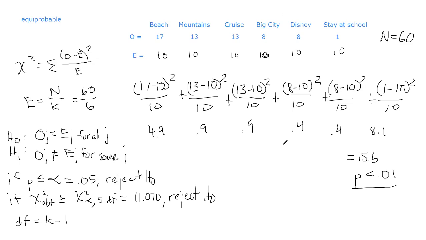And so just like with our ANOVAs, now that we've rejected the null hypothesis, we need to do additional post hoc tests to figure out exactly what's going on and which categories are leading to this significant difference. And those post hoc tests in a chi-square are called standardized residuals. I'll go ahead and write that in here.